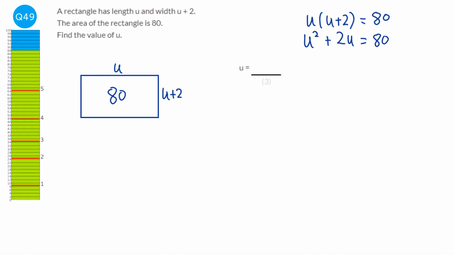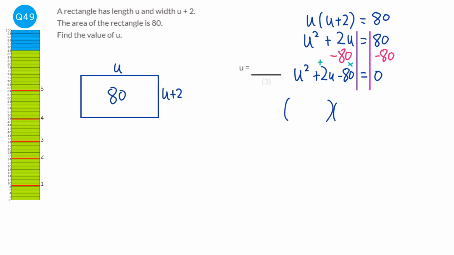And what we're going to do is put everything to the same side. So all I'm going to do here is subtract 80 from both sides. And so we've got U squared plus 2U minus 80 equals 0. Now we're going to be using quadratics, so we're going to factorize this. And so we need two numbers that add together to make 2 and times together to make minus 80. So I'm going to put my brackets out.